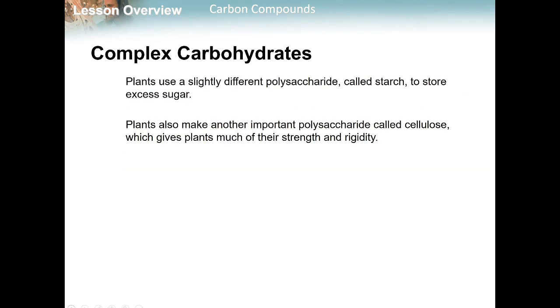Plants are going to use their polysaccharides differently. They do still store it as starch. We also know they store it as cellulose. And this cellulose is what gives the plants their strength and their rigidity. If you've ever heard a nice crisp leaf snap, part of that is from the cellulose that is in the cell wall of that plant.